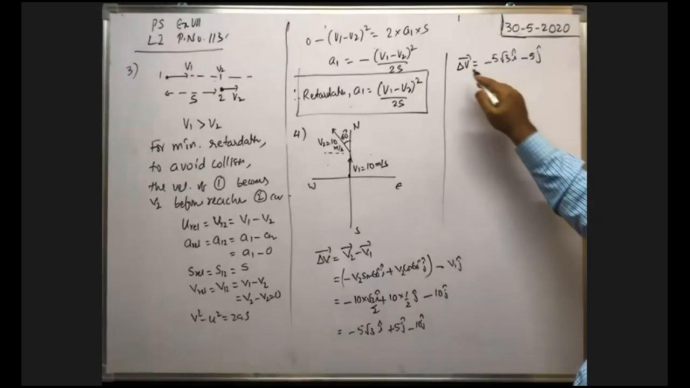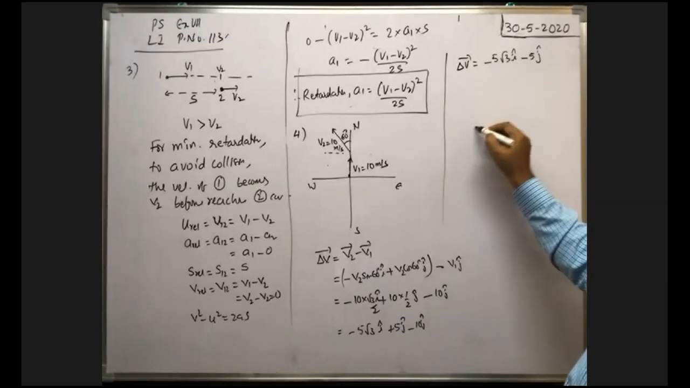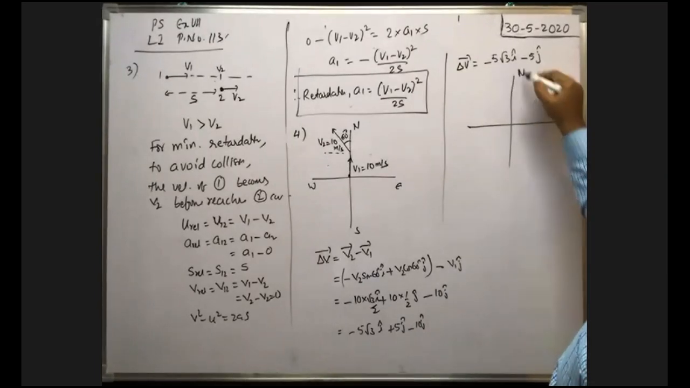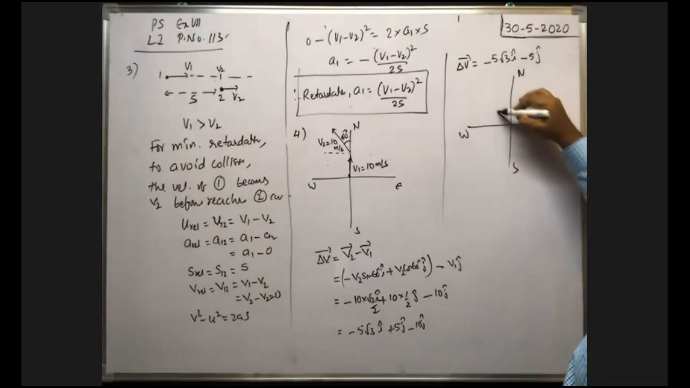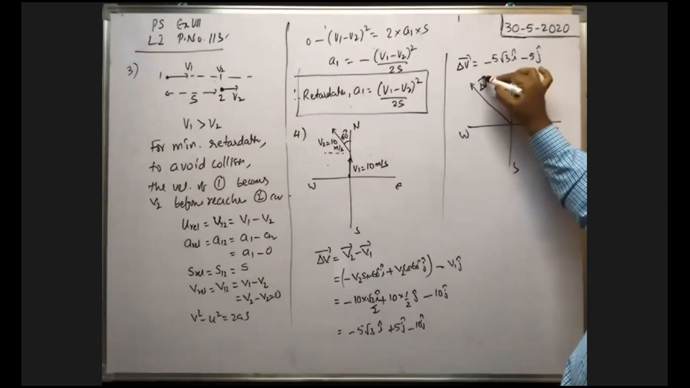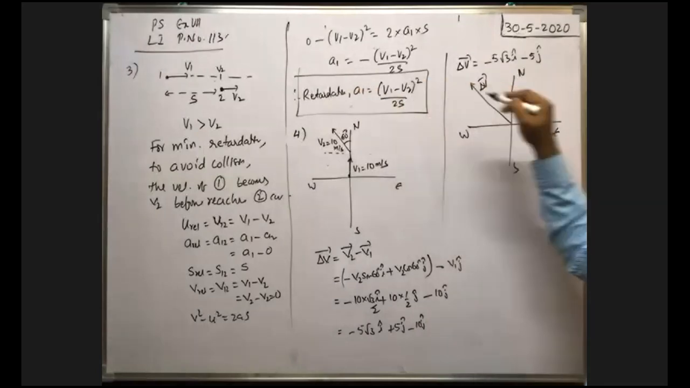In which direction does this change in velocity lie? X component negative, Y component negative. Suppose this is north, south, east, west. X negative, Y negative means the change in velocity vector lies in this direction. Delta V bar is in this direction.